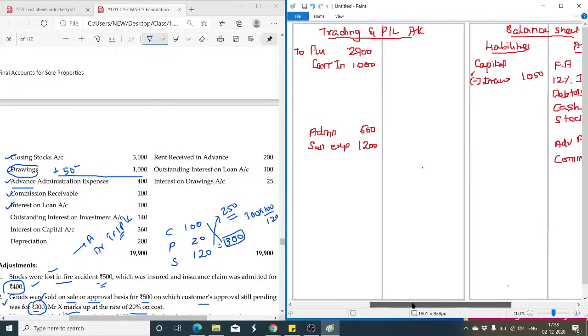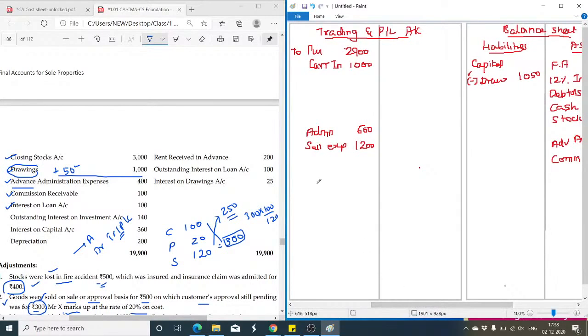I can shift here or there, no problem. I will show all the pages finally for your copying purpose. Now, interest on loan, the value being 100.